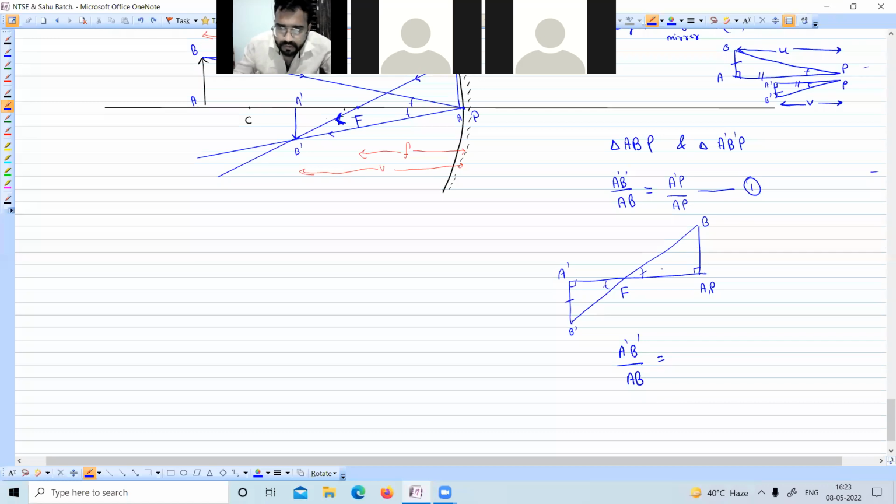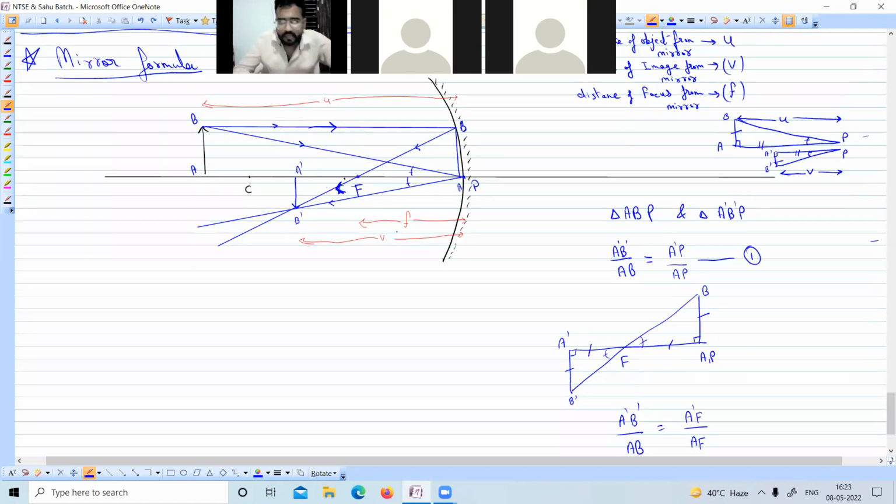This upon this is equal to this upon this. So A dash F upon PF, or AF, you can say both. Okay. Now can you see one interesting thing, bachcho? That is, A dash F is the value of V minus F. Is it? Because this is entire V and this is F. Clear?